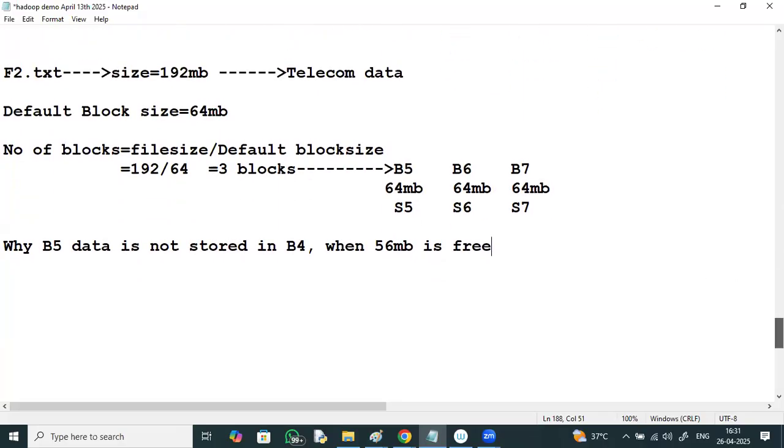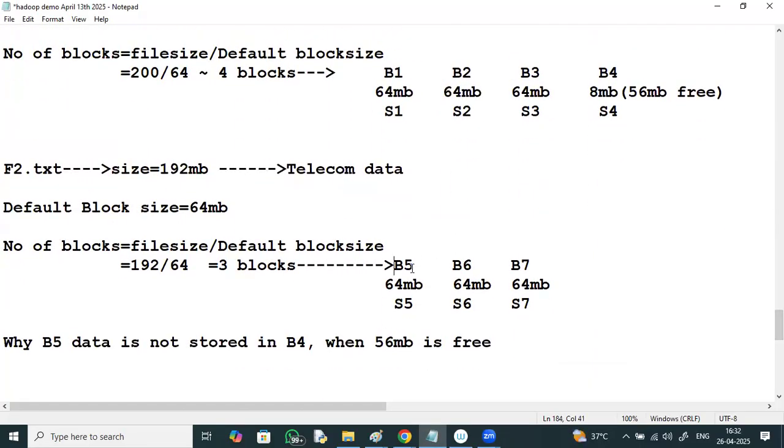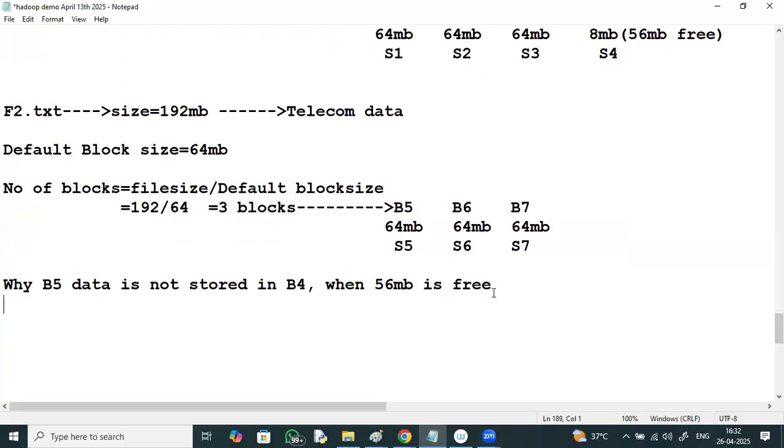So to prevent the ambiguity problem. Here again, it already kept 56 MB free, and again it went with a new block. To make you understand why it is not using it, consider retrieving a file.